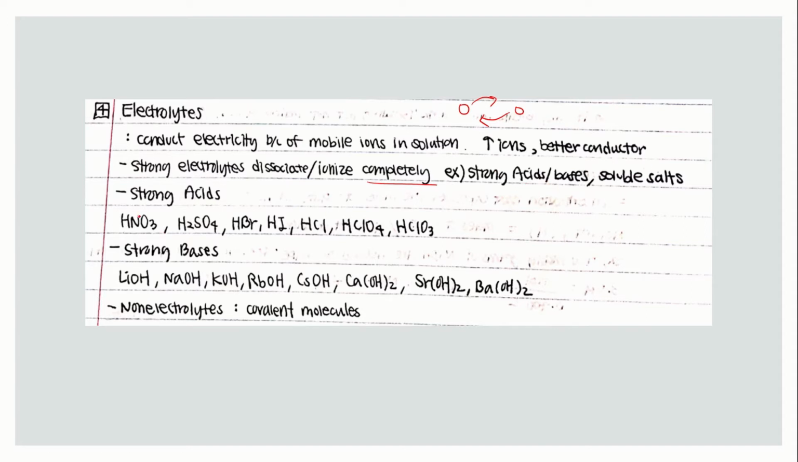There are 7 types of strong acids, and you should memorize all this for the test and also for the AP exam. And you have 8 types of strong bases. Non-electrolytes are the covalent molecules that do not conduct electricity, so they can be nonpolar molecules.